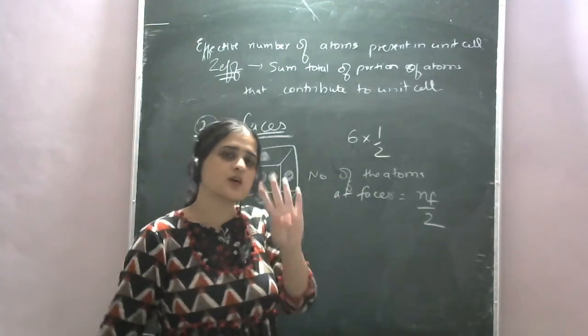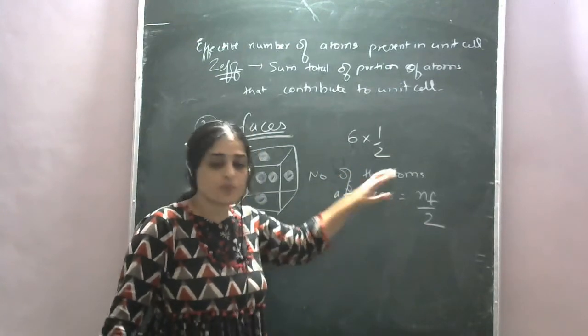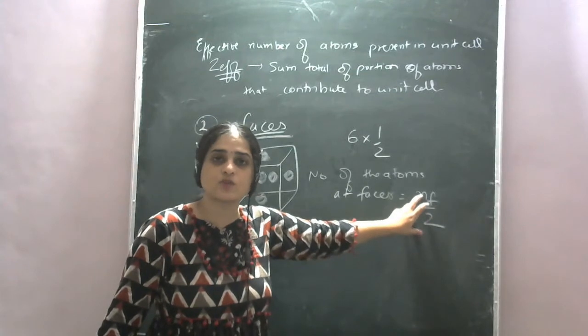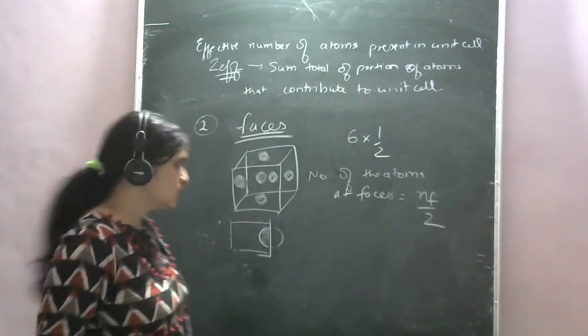So you have to modify that. For the general case you can use the formula NF by 2, okay?